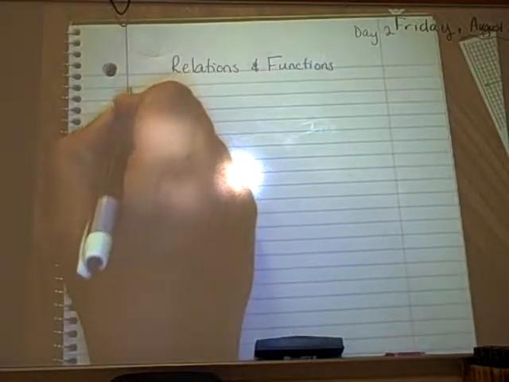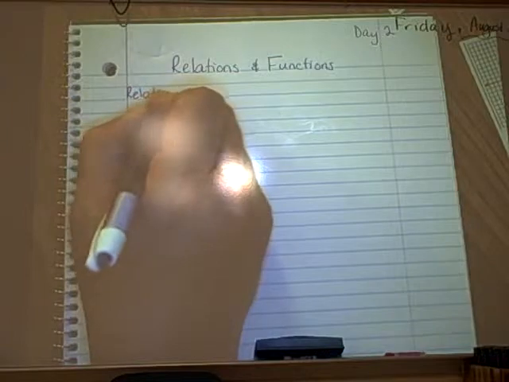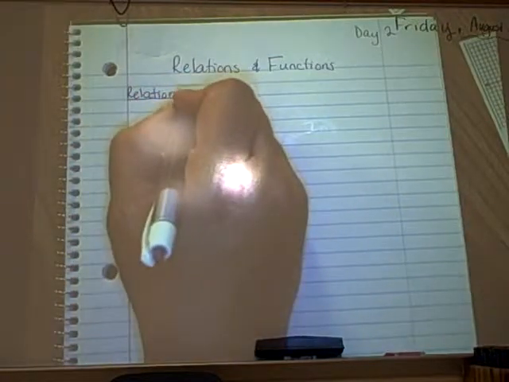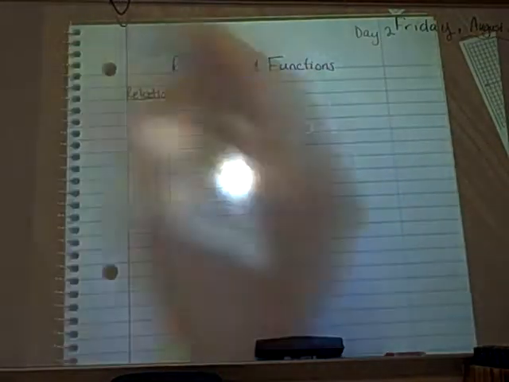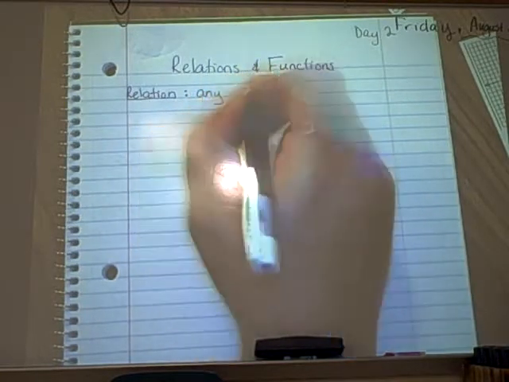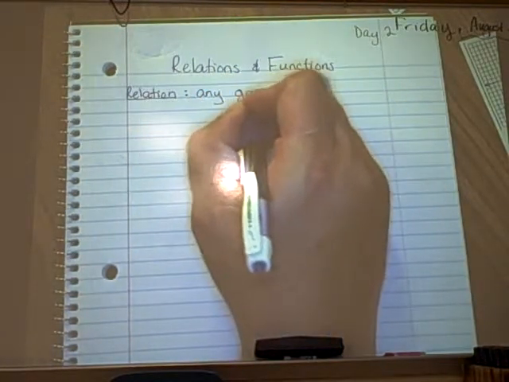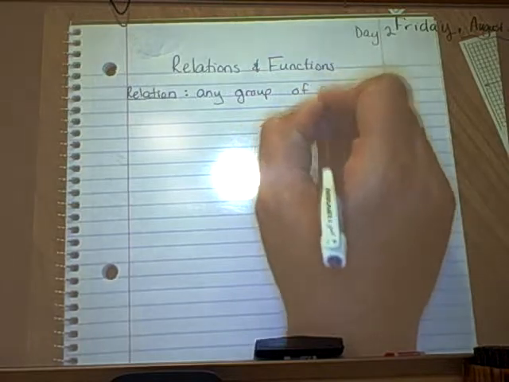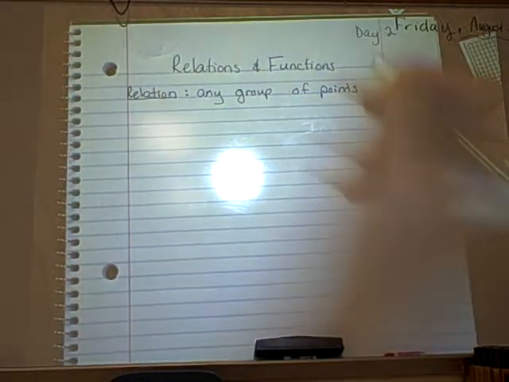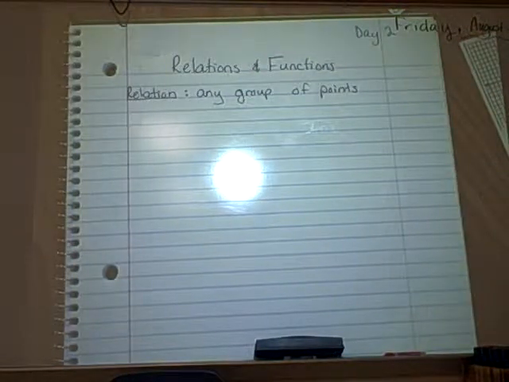So the first vocabulary word is relation. A relation is any group of points. Any group of points. So anytime I just say this group of points goes together, that's a relation. I don't even have to explain how they go together or anything else. It's just any group of points is a relation.